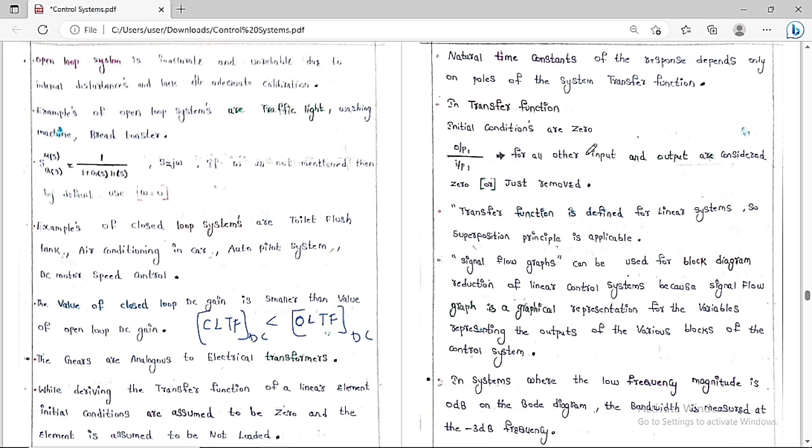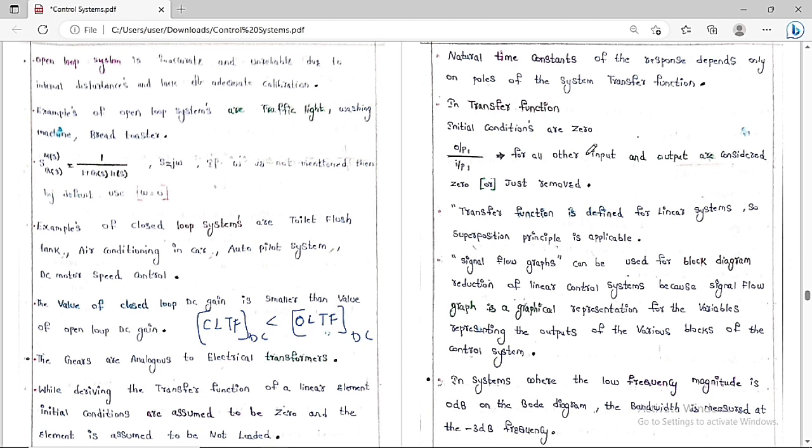In the case of a multiple input and multiple output system, whenever you take the ratio of a given output by a given input, all other inputs are assumed to be 0 and all other outputs are also assumed to be 0. 0 means they are just removed. So whenever you figure out the transfer function, you always assume the initial conditions are 0.